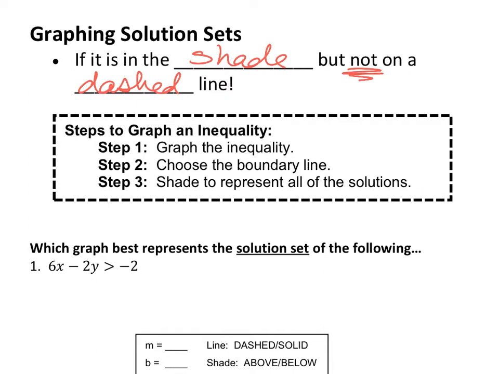Okay, there's 3 steps. You graph the inequality, which is just y equals mx plus b, the way we've graphed since forever. But you have to choose the boundary line, which means you decide if it's going to be dashed or solid, and you get to shade either above or below. So it's just like normal, except when you put your ruler down to draw your line, sometimes you're going to have to make it dashed instead of just drawing a straight up solid line. And then you get to color or shade.